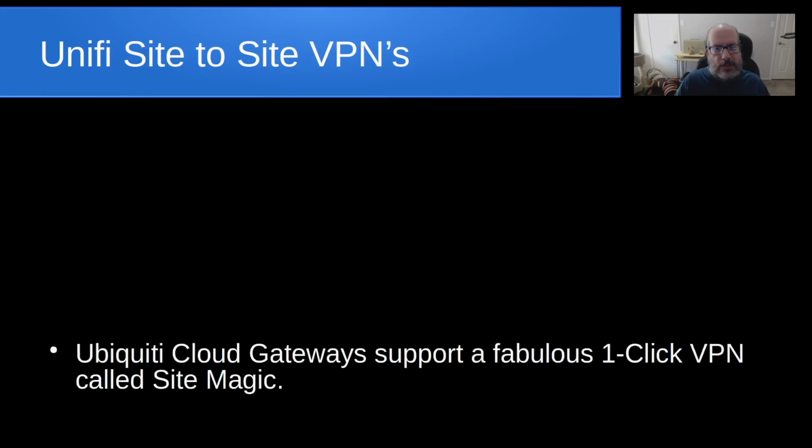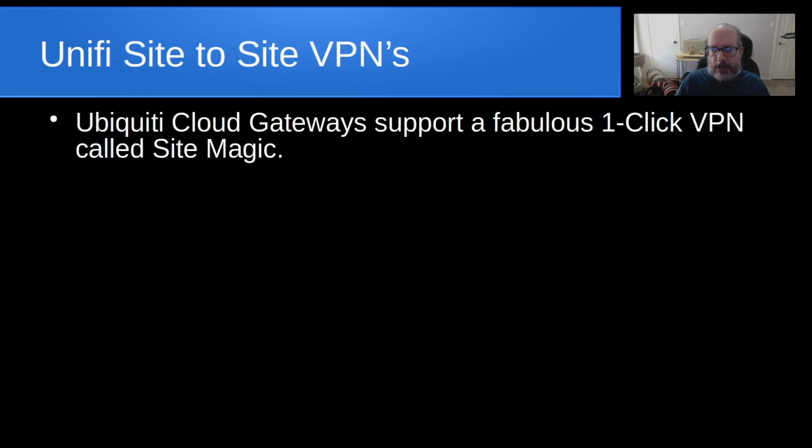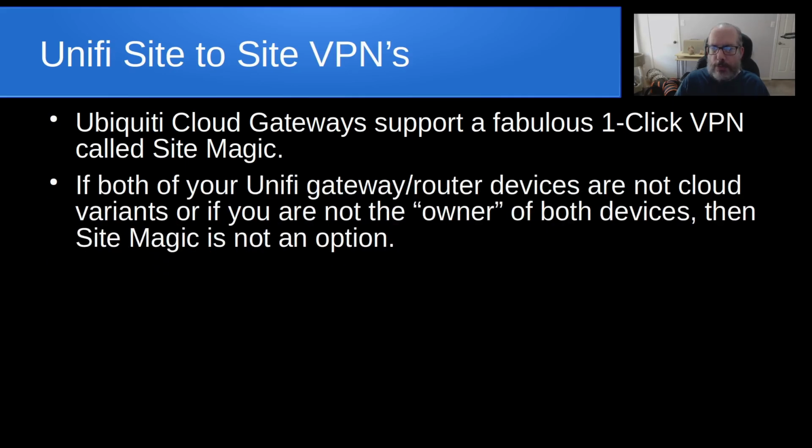I wanted to talk about site-to-site VPNs today, and specifically Ubiquiti Unifi site-to-site VPNs. Ubiquiti Cloud Gateways support a really fabulous one-click VPN called Site Magic, and if you have the opportunity to use it, you certainly should. If both of your Unifi gateway router devices are not cloud variants, or if you are not the owner of both of these devices, then Site Magic is not going to be an option for you.